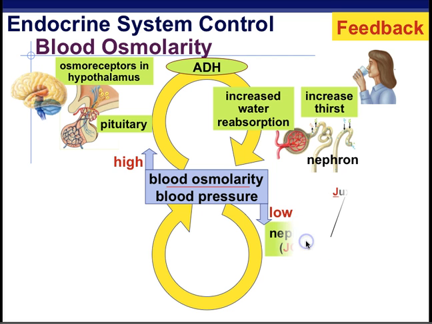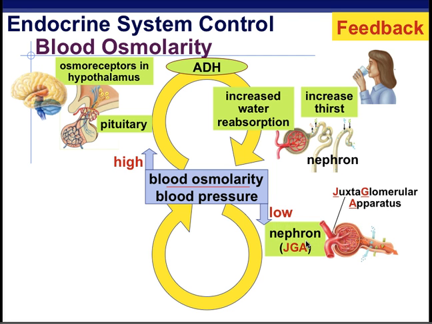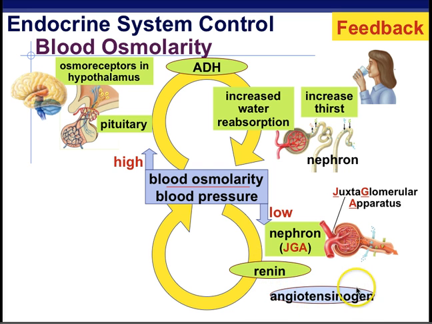When blood pressure is low, the nephrons are going to become directly absorbed. The JGA, juxtaglomerular apparatus, which is very hard to say, is right there in the kidneys, and renin. And here's the hormone, angiotensinogen, which releases angiotensin.